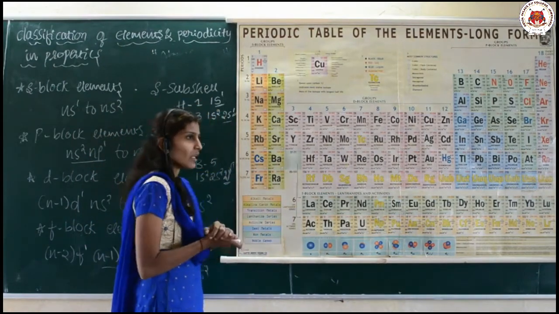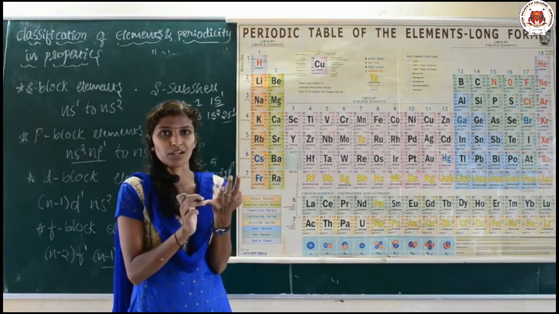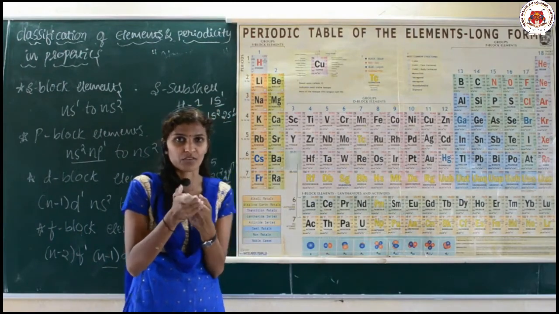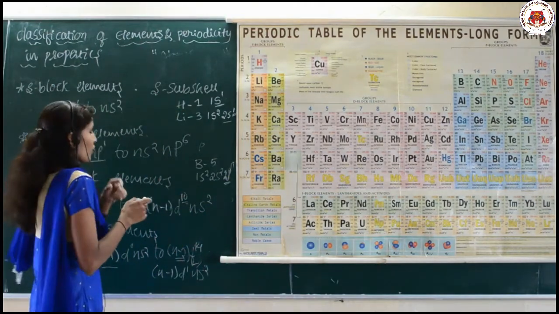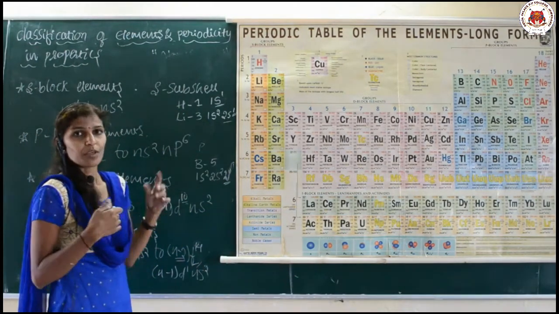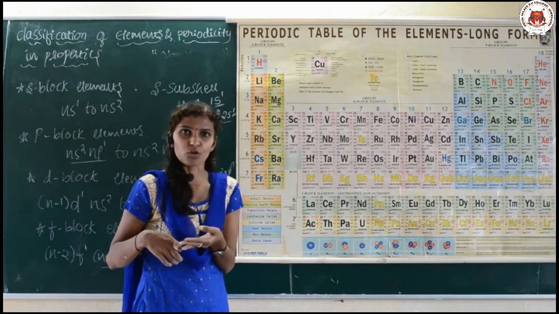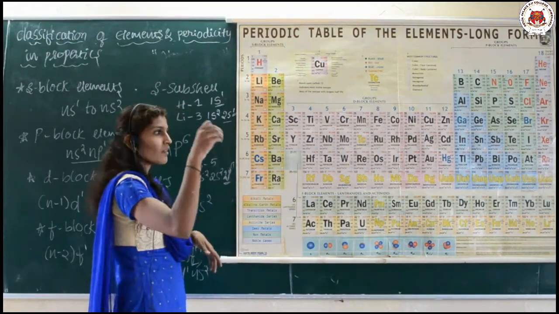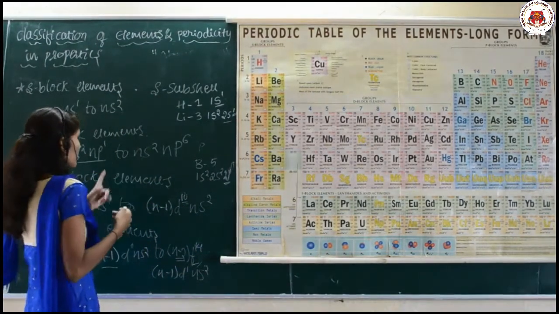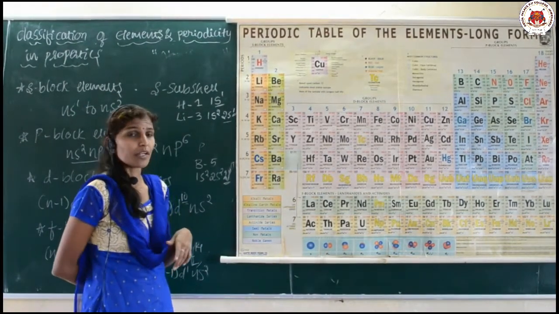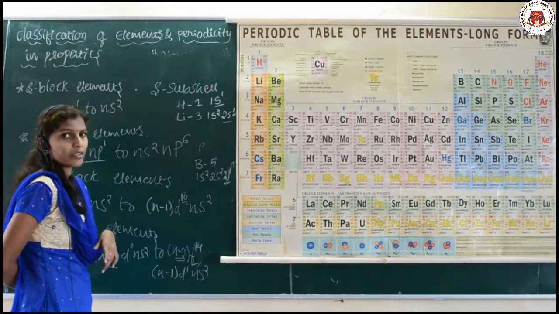Once again, for your convenience, the periodic table is classified into 4 blocks of elements: S block, P block, D block and F block elements respectively. If the last electron enters the S, that will be an S block element; if it enters the P, that will be a P block element. How can you understand this? Simply take the atomic number and write the configuration, and you will come to know which subshell the last electron enters. If it is S, it is an S block element; if P, a P block element; if D, a D block element; if F, an F block element.